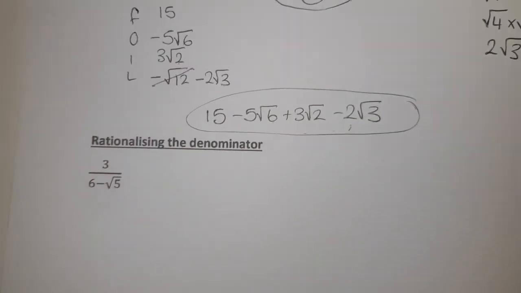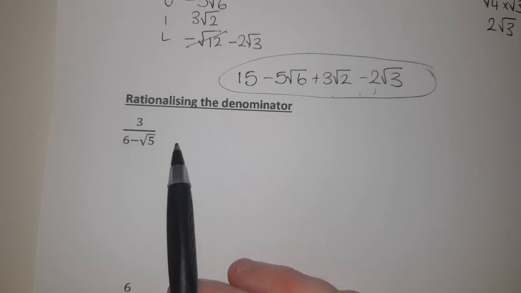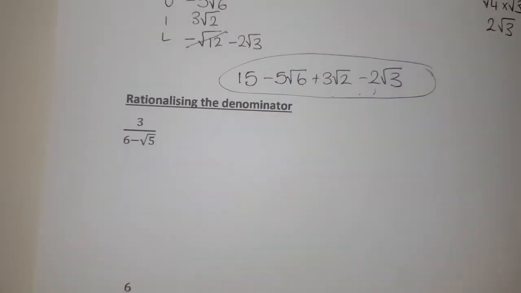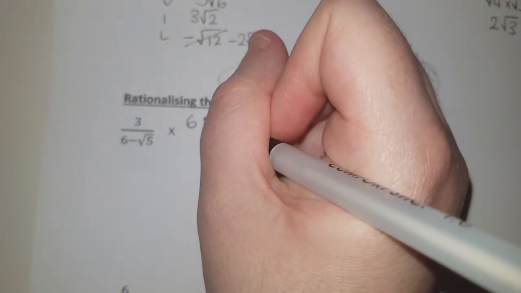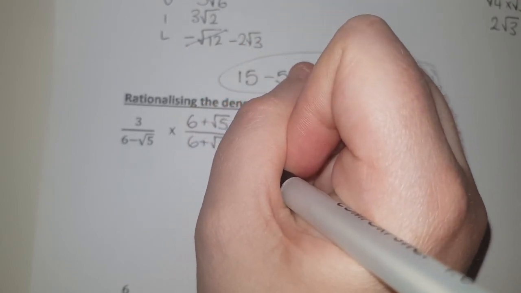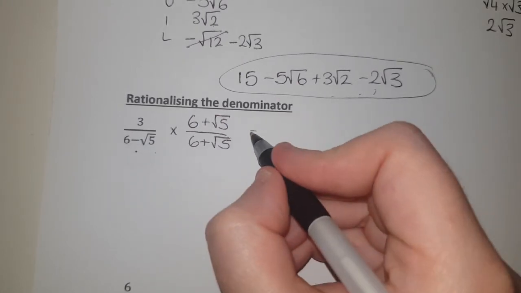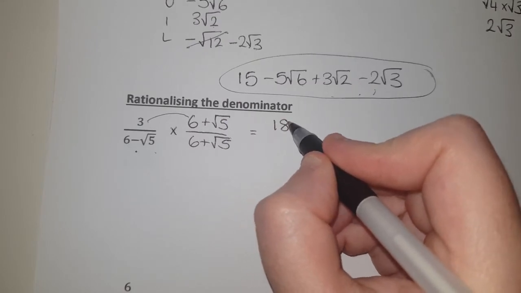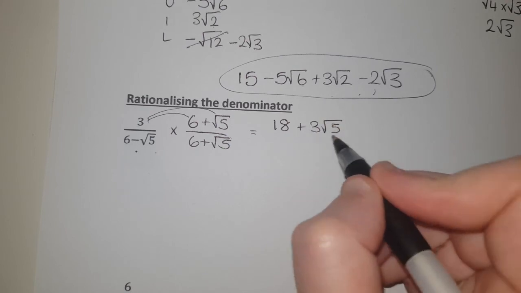Right, rationalising the denominator. Now we're starting straight away with the ones with a sum, just because I know you can do the other ones. So when you've got a sum involved, you have to multiply top and bottom by that exact same sum, but you change the sign. So instead of minus, it becomes plus. Okay, so everything that was on the bottom there, I've just changed the minus sign out for a plus. That means the top becomes nice and easy. 3 times 6 is 18. 3 times root 5 is 3 root 5.